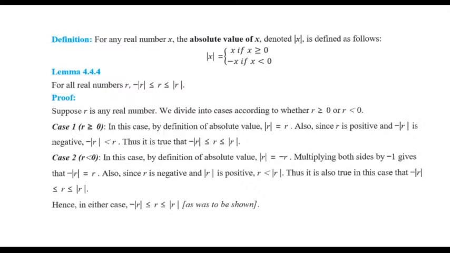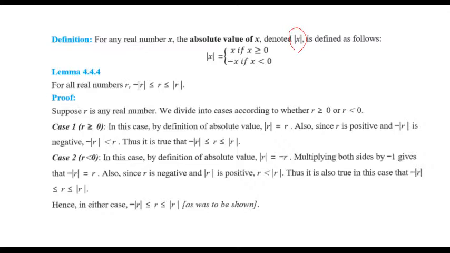Okay, the next part, we define an absolute value for x. The absolute value of x, which is denoted by this symbol, is defined as follows. We say the absolute value of x is x if x is greater than or equal to 0, and negative x if x is less than 0. Now let's prove lemma 4.4.4 using the method of proof by division into cases.